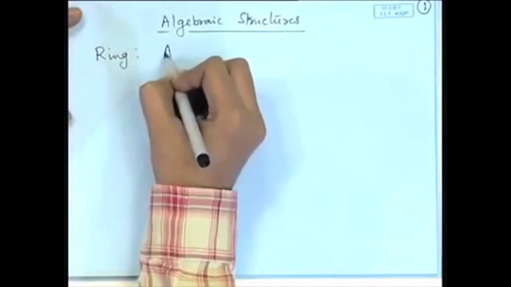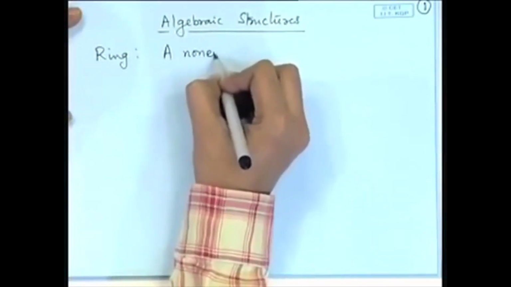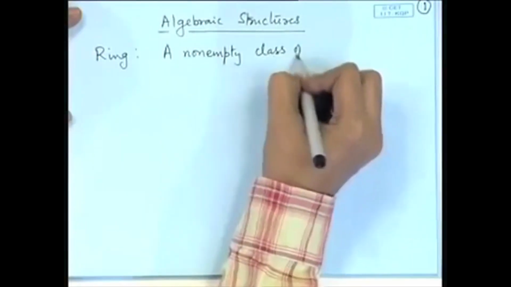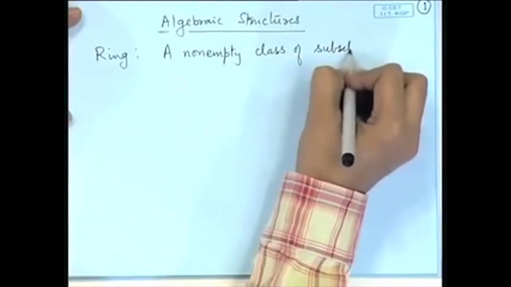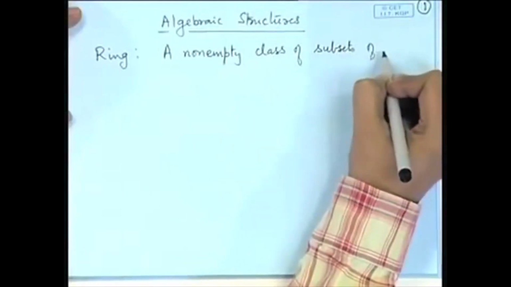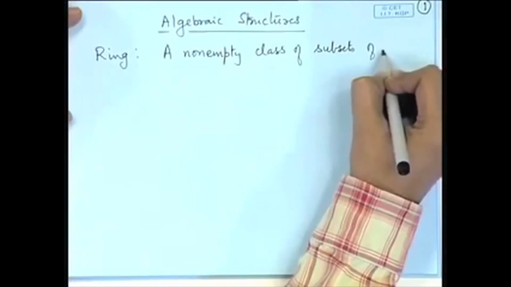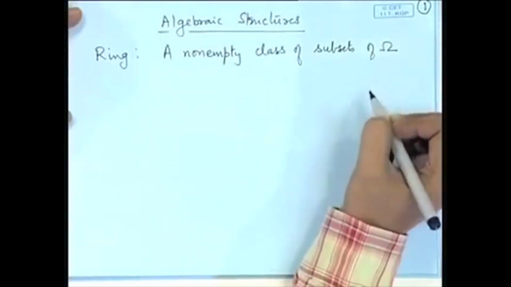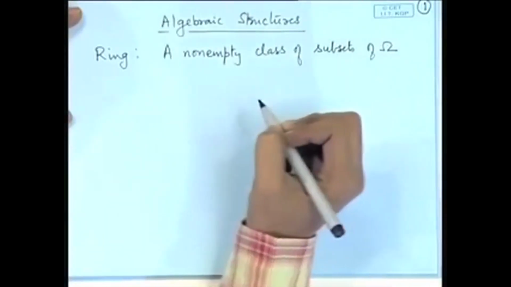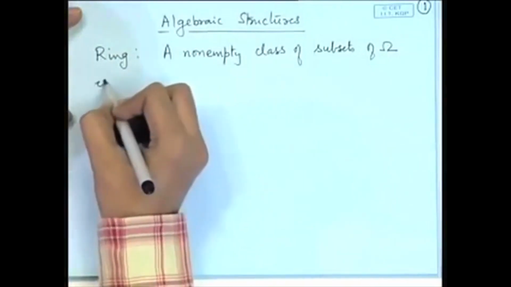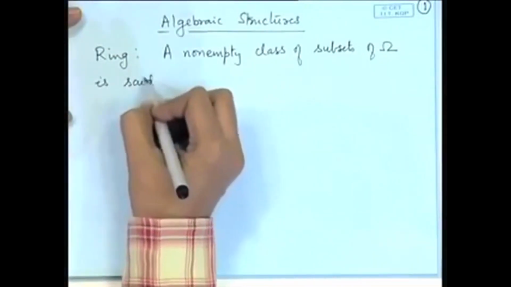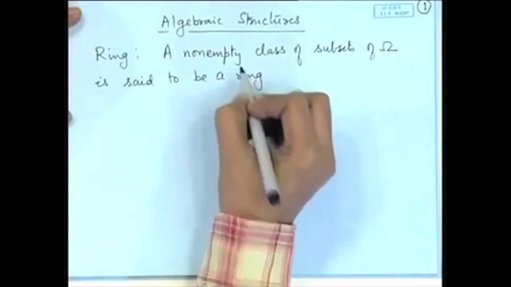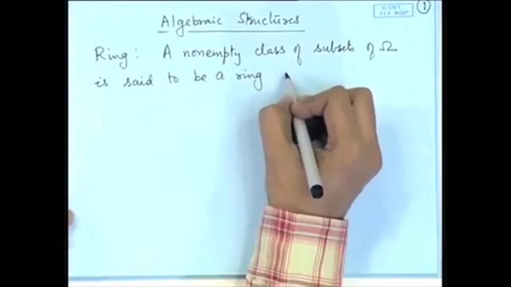This is a non-empty class of subsets of omega. So, we continue with our previous definition of the universal set, that is omega. Whatever sets we are considering, they will be subsets of omega. So, a non-empty class of subsets of omega is said to be a ring provided it satisfies the following two conditions.